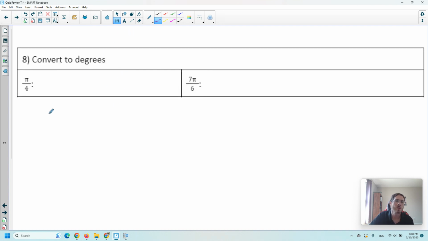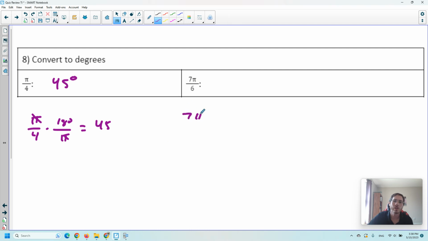For 8, we have to convert to degrees. We just want to know the conversion factor is going to be 180 divided by pi. Here the pi's cancel out. And here we just want to find out what this would be in simplest terms. So if we do 180 divided by 4, that's 90 over 2, which is then 45. So this is 45 degrees.